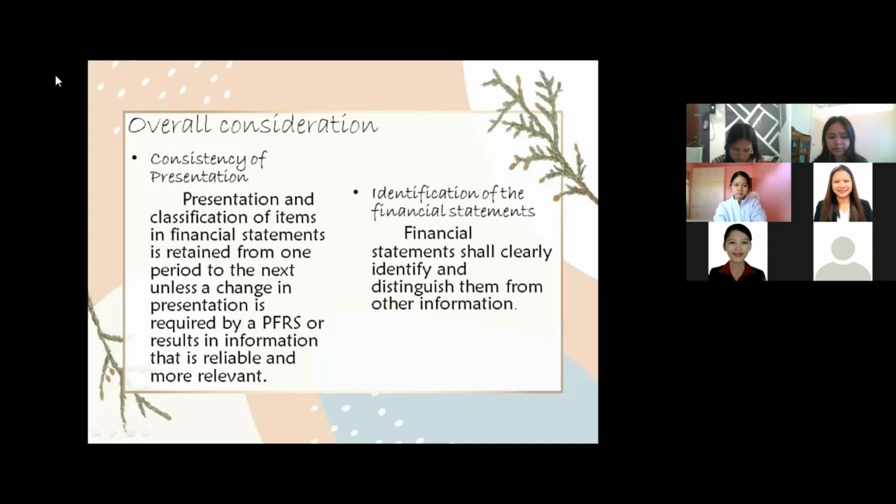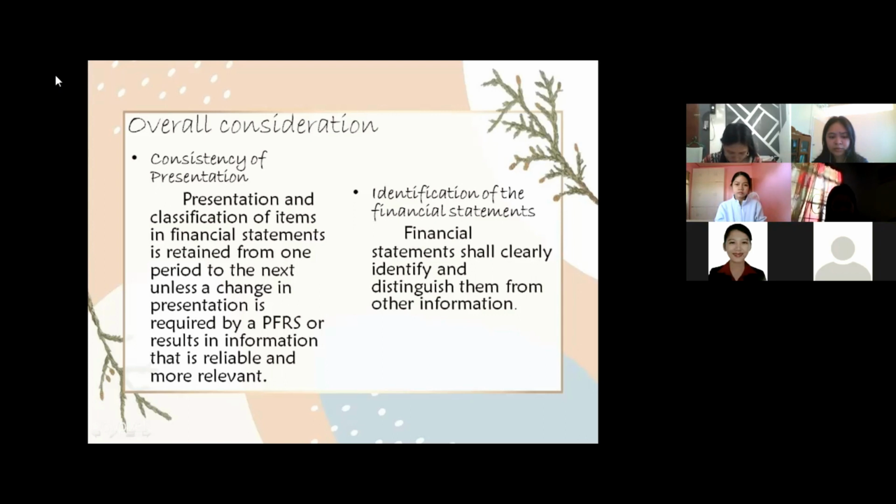Consistency of presentation. Presentation and classification of items in financial statement is retained from one period to the next unless a change in presentation is required by PFRS or results in information that is reliable and more relevant. It requires that a company's financial statement follow the same accounting principles, methods, practices, and procedures from one accounting period to the next. These allow the readers of the financial statement to make a meaningful comparison between years.